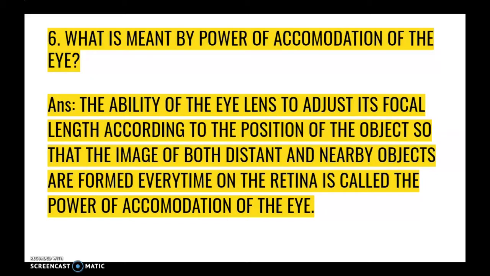What is meant by power of accommodation of the eye? Answer: the ability of the eye lens to adjust its focal length according to the position of the object so that the image of both distant and nearby objects are formed every time on the retina is called the power of accommodation of the eye.